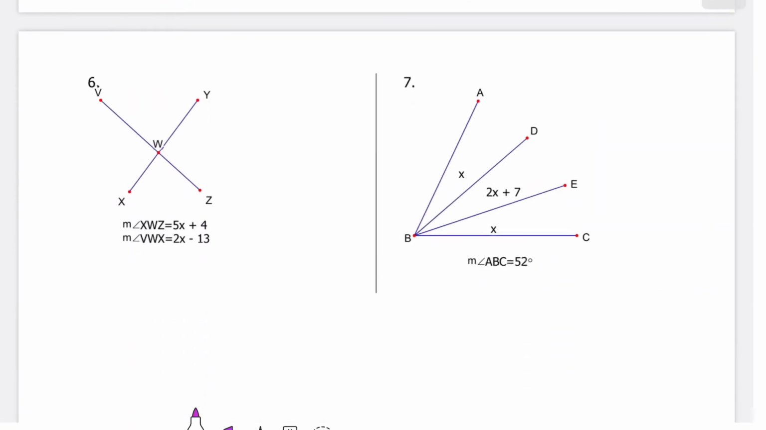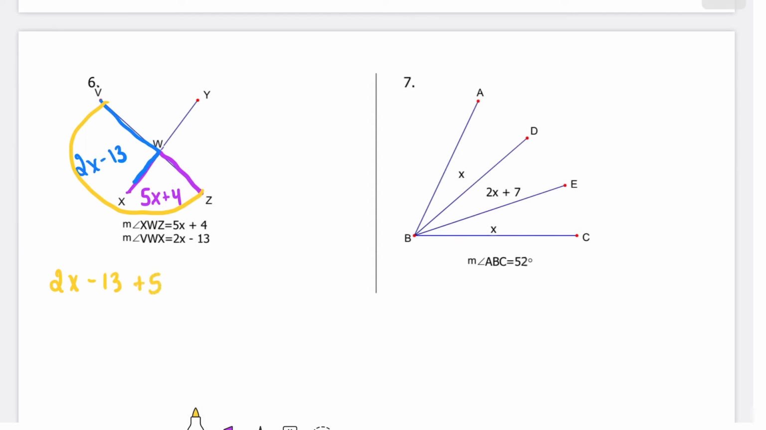For number 6, it's a little different because you have to fill in the values, so be careful. You have XWZ, which is this angle here. That's 5x plus 4. And then you have VWX, and that's 2x minus 13. And when you're looking at these angles, they form a straight line, so that means they are supplementary. They add up to 180 degrees.